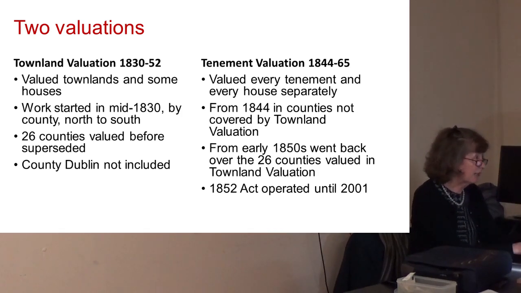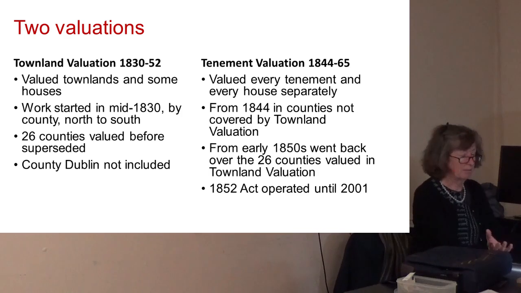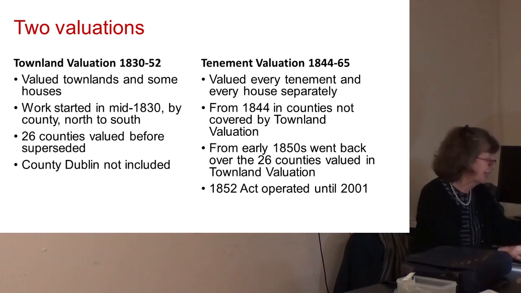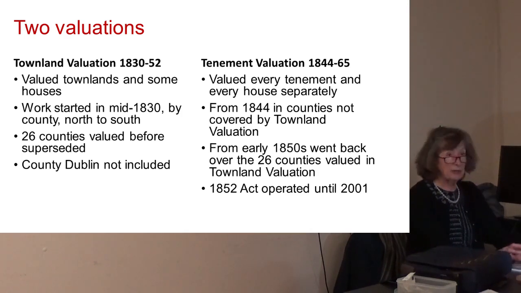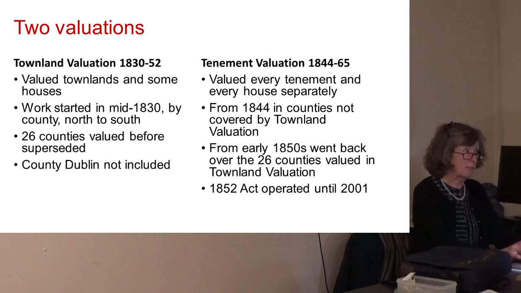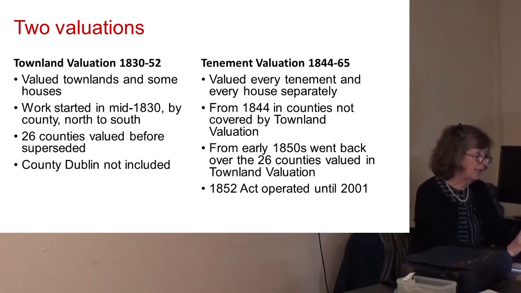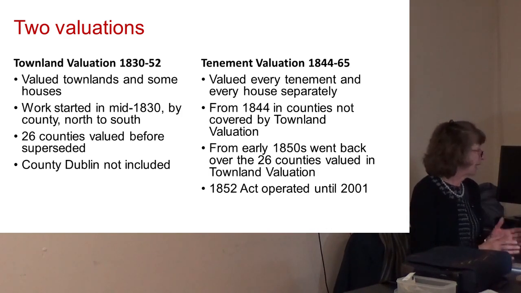And so you then had a situation where you had two valuations in force. One was in force for the local authority tax, the county cess, and the other for the poor rate. This became impossible, and there was a lot of controversy and criticism about this. And in 1844 it was decided that there would only be one valuation, and it would be a tenement valuation. At that time there were 6 counties where the valuation hadn't started. There was Dublin because it was complicated, and then 5 counties in Munster: Cork, Limerick, Kerry, Tipperary and Waterford. So those 6 counties were only valued once, and all of the other counties were valued twice.